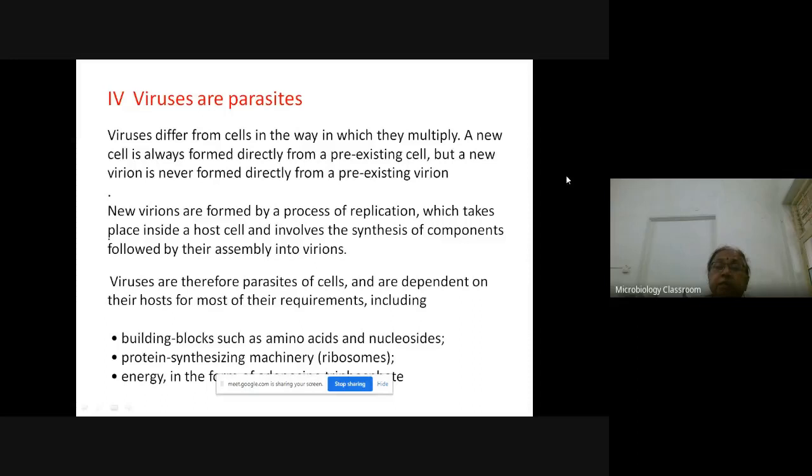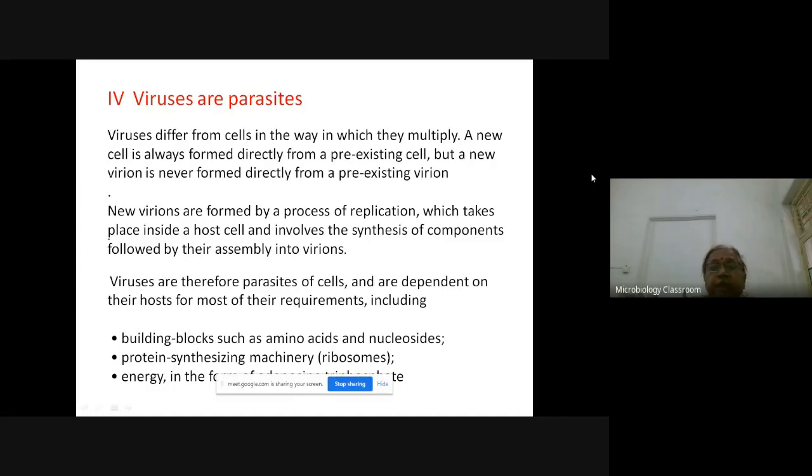So the next is, viruses are parasites. This point I have mentioned to you, that viruses are obligatory parasites because they have no survival outside the cell. They do not have the requirements of nutrition. And one more thing is that they do not have nutritional requirements because as an independent entity, they are non-living.